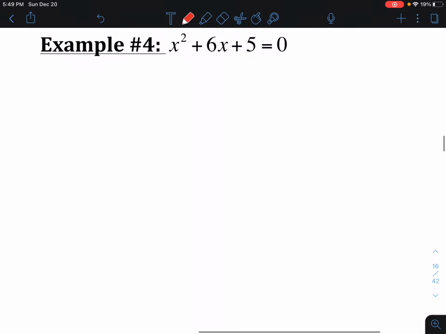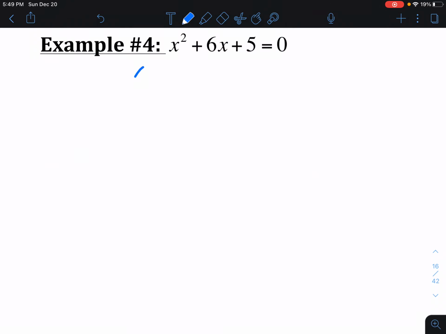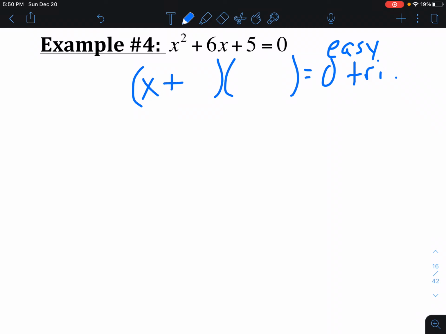Okay, example 4, set equal to 0. So this guy's an easy trinomial because there's nothing in front of the x squared. So we're going to go right to parentheses here. So I'll just make a note. We got an easy trinomial here. If at any point you guys are forgetting how to factor certain ways, please pause this and go back and watch some old videos. So this guy, the signs obviously have to be plus plus.